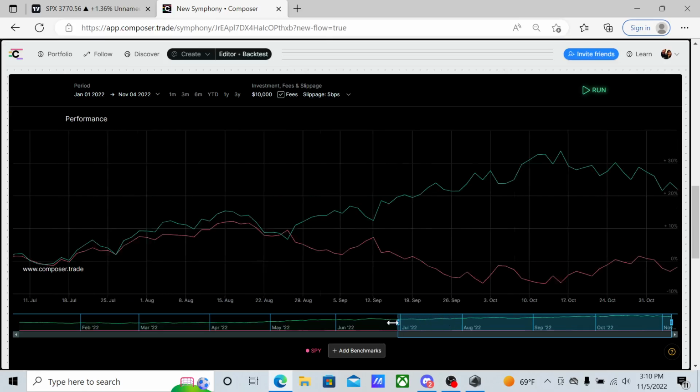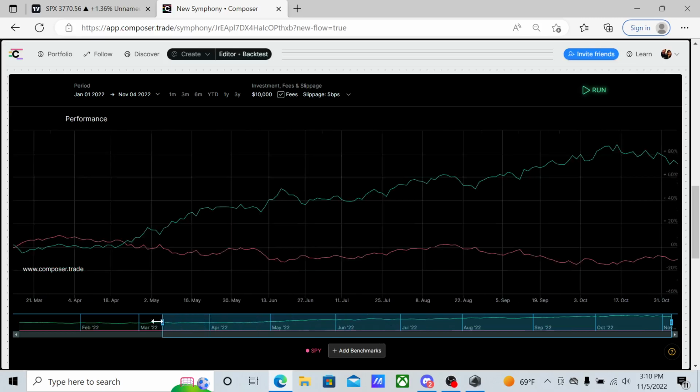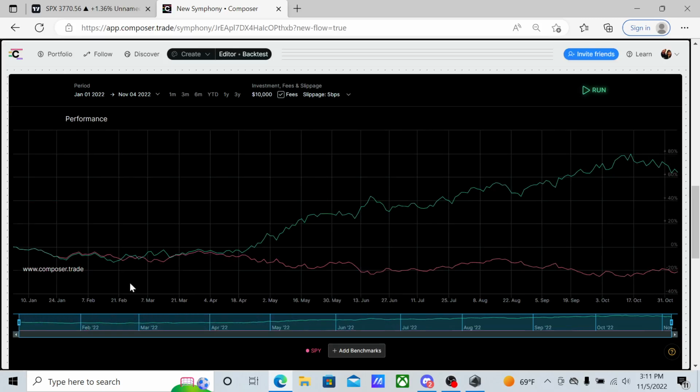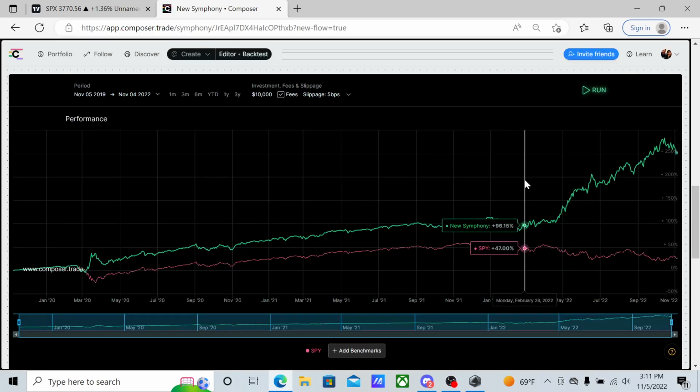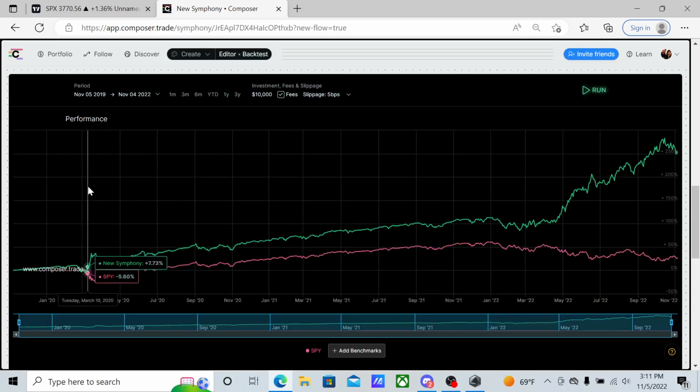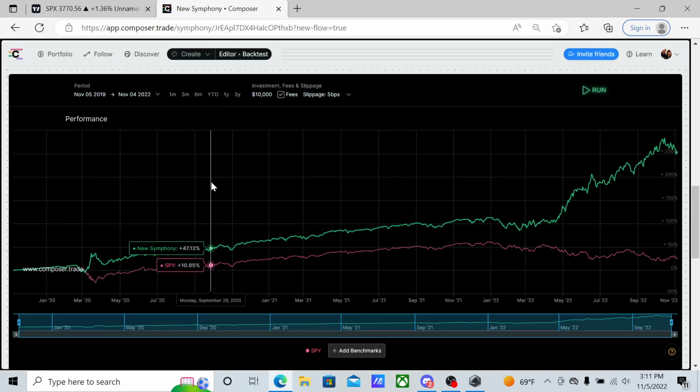So that is pretty much what I wanted to cover. You could do other things like this. Let's see what the 3 year is. I'll just use the 3 year. Okay, so March 2020. Okay.